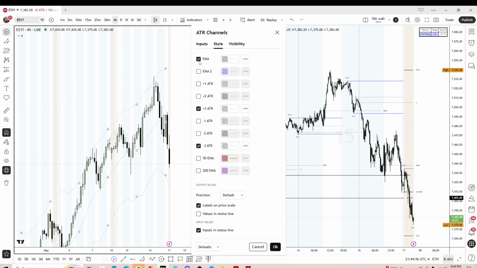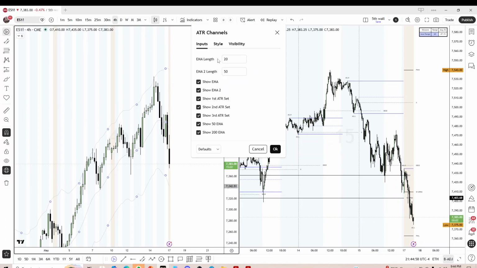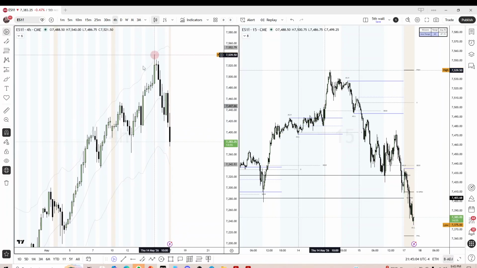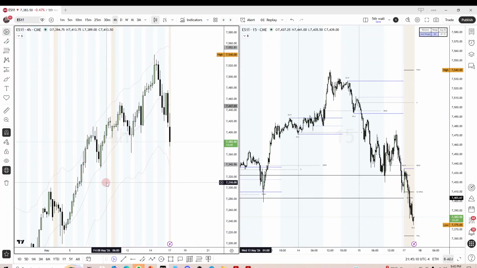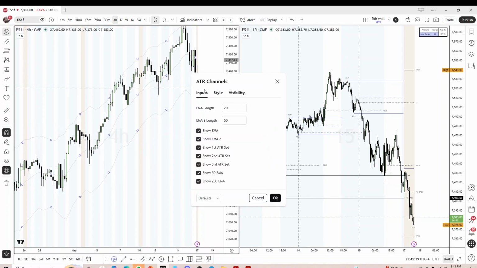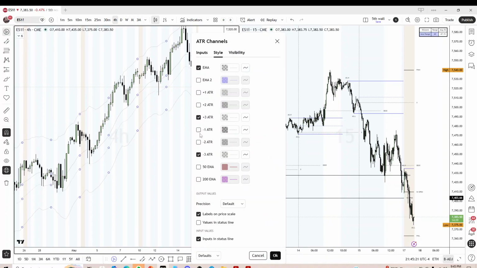So we have these 3 ATR channels and the 20 EMA on this 4-hour high time frame chart. 3 ATRs in general signifies that price is overextended. A natural move in general would be 2 ATR. If it's consolidating, 1 ATR to 1 ATR.